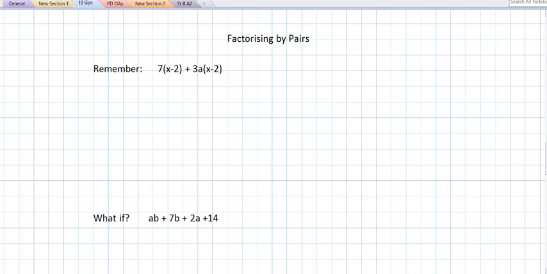Once again, notebooks out. Demir, grab your notebook and write factorising by pairs as a title. If you can't read that from the back, there's plenty of seats near the front. You were meant to have started. You can do questions 1, 2 and 3, but I haven't taught you how to do 4 yet. Right, so write factorising by pairs and then write 7 bracket x take 2 plus 3a bracket x take 2.